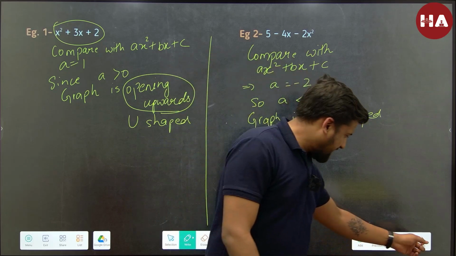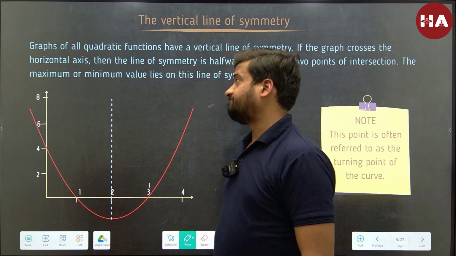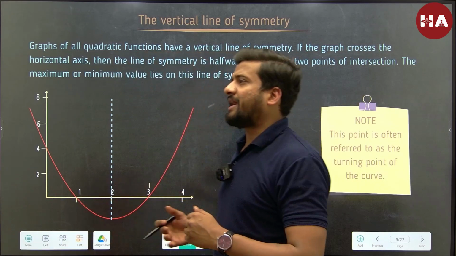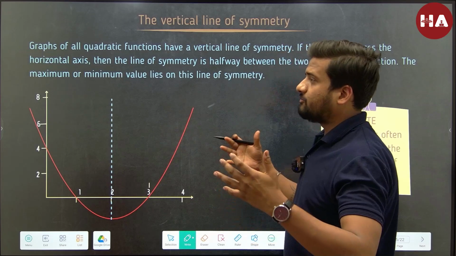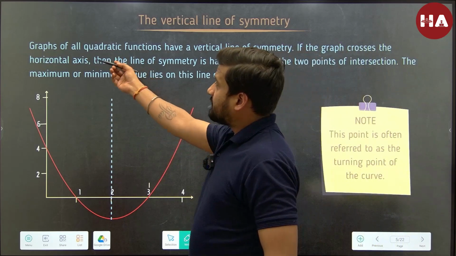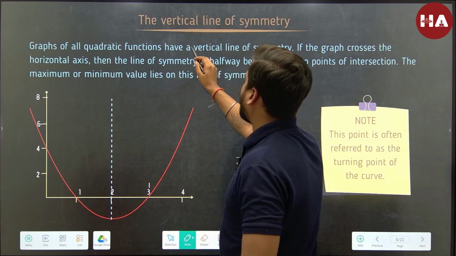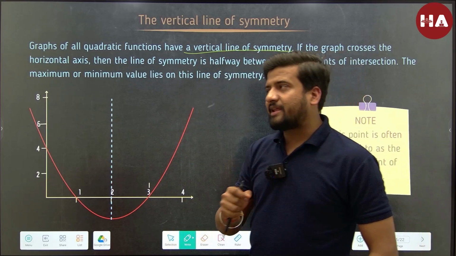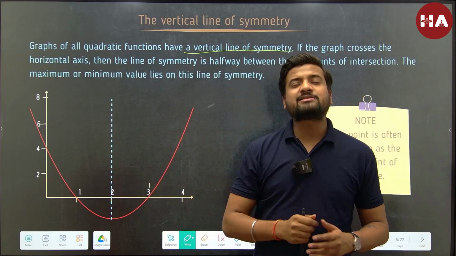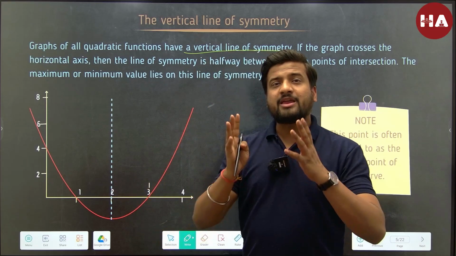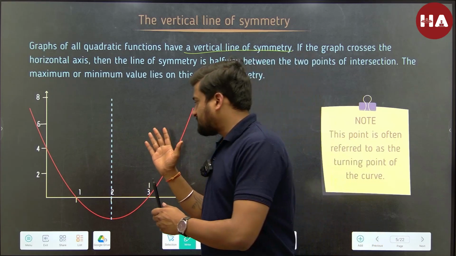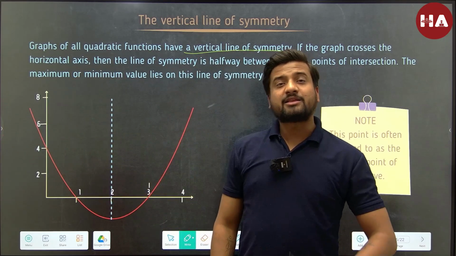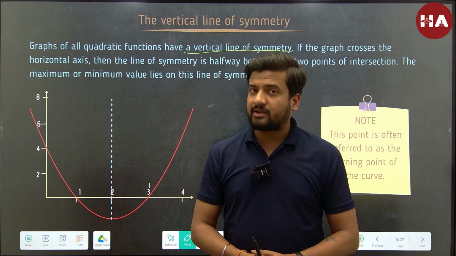Moving on to the next one, that is the line of symmetry, the vertical line of symmetry, and why is it used and what is the purpose of it. Graphs of all quadratic functions have a vertical line of symmetry. So what is a vertical line of symmetry? A line that divides the graph, or any shape, into 2 equal parts. If I fold my graph along this line, it will exactly overlap the other part of the graph. That's what a line of symmetry is.